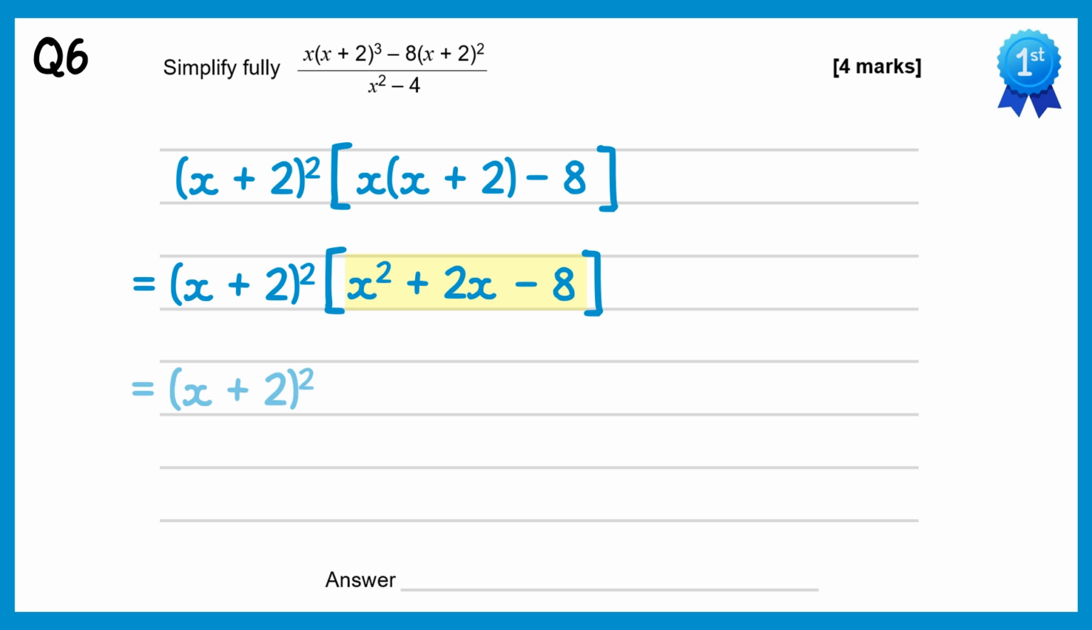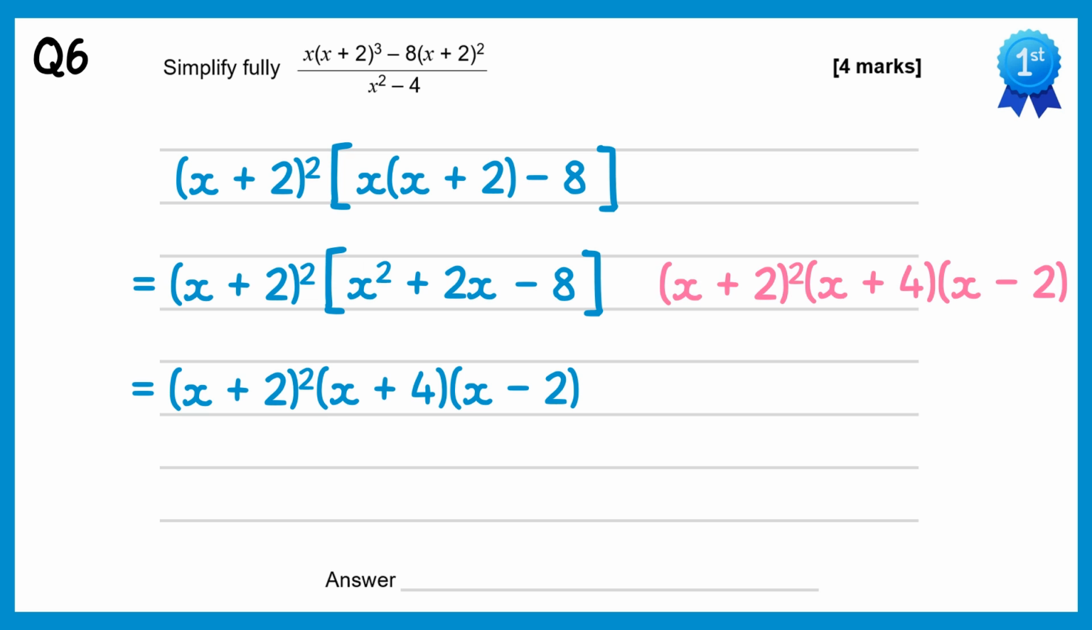So we've got x plus 2 all squared, then inside this quadratic we can factorise it, it is x plus 4, x minus 2. So our fully factorised numerator is this. But then this is over a denominator of x squared minus 4. So let's look at this x squared minus 4. You should spot that that's the difference of two squares, so it can factorise to x plus 2, x minus 2. And now we've got some cancelling to do.